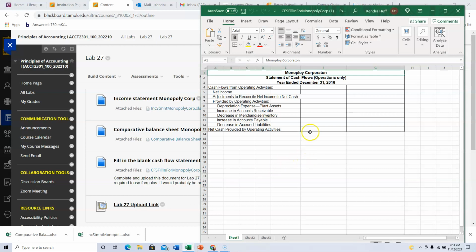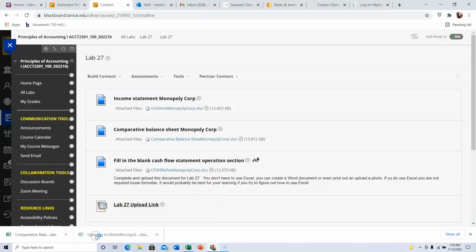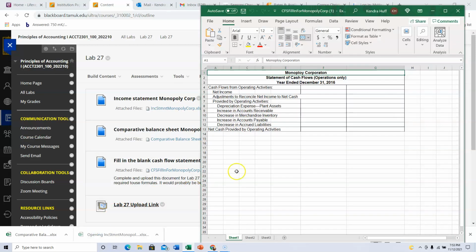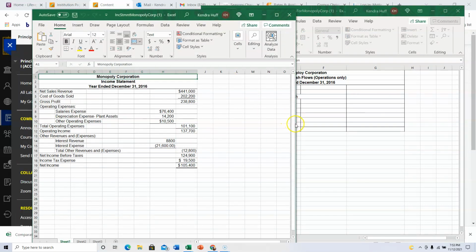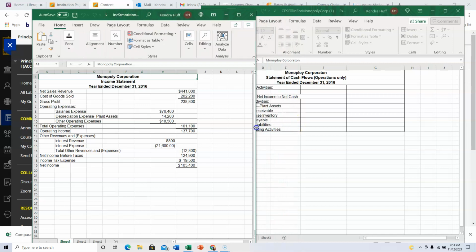All right, so this is the operating section of the statement of cash flows. And we have to complete these numbers in here and put some formulas in to add up or subtract or whatever, like we normally do. Okay, then we also have the income statement, which is another Excel file. Okay, so there are a couple numbers we have to get off of here.